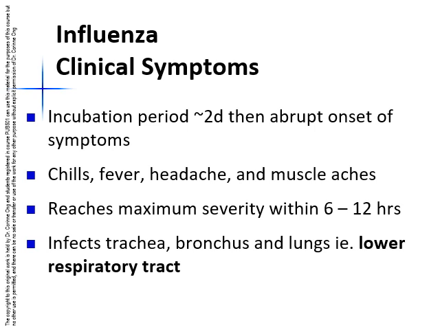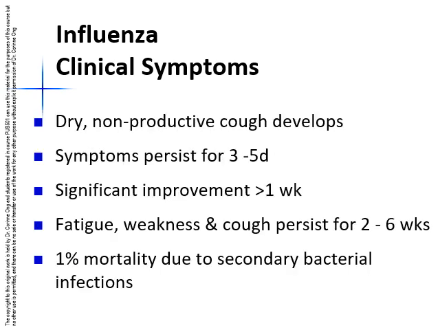The infection then progresses from the upper respiratory tract to the lower parts involving the trachea, bronchus, and lungs. A dry, non-productive cough usually develops, and symptoms can persist for 3 to 5 days. There's usually significant improvement after more than a week. However, fatigue, weakness, and coughing may persist for as long as 2 to 6 weeks, and in a small number of cases, the illness can become life-threatening due to secondary bacterial infections.